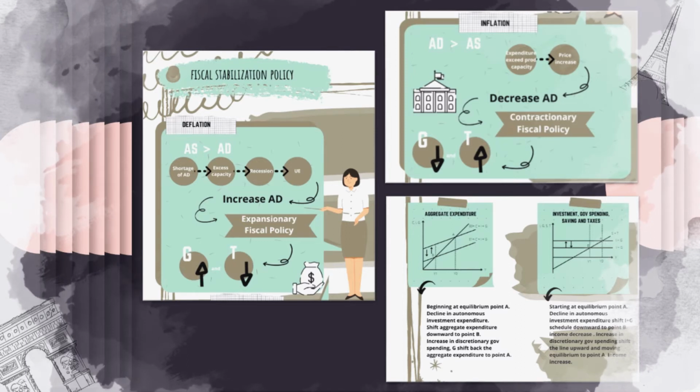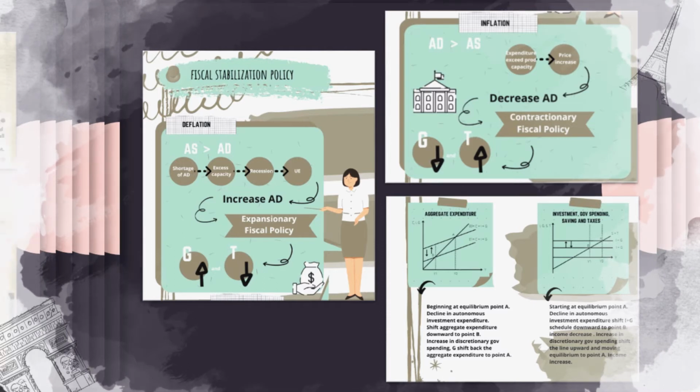For the investment-saving approach, the equilibrium is at point A. Decline in autonomous investment expenditure will shift the investment plus government spending curve downward to point B, and the income will be decreased. Increase in discretionary government spending will shift the line upward and move the equilibrium to point A, and the income will increase.